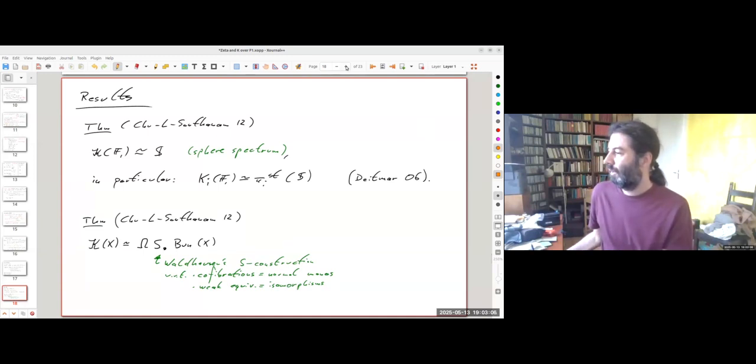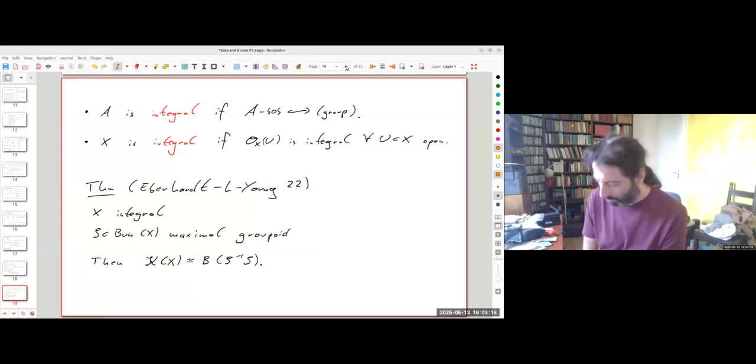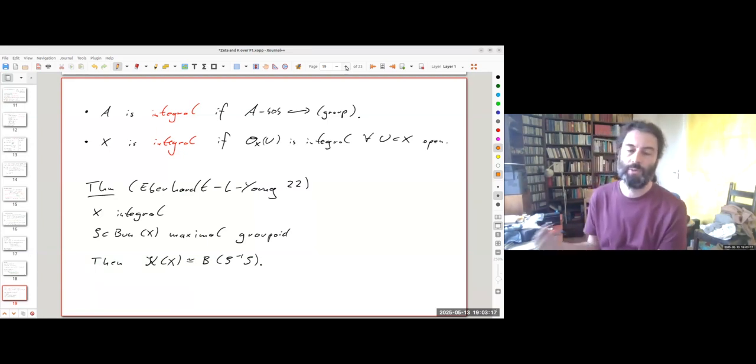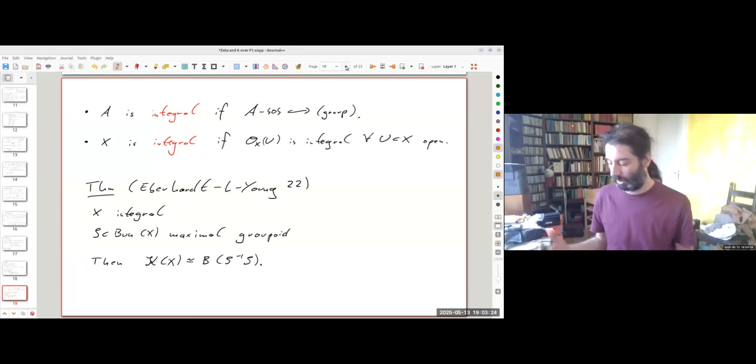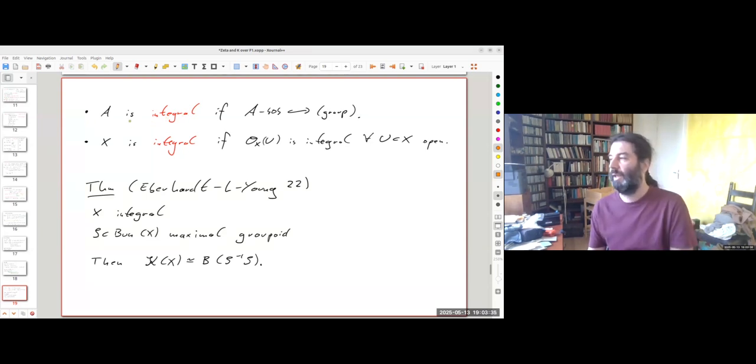Okay, and then a little later, this was a few years ago, I worked with Jens Eberhard and Matt Young on K-theory of monoid schemes, and we got kind of significantly stronger results on that. So this is mainly in the integral case. Well, a little more general, but let's say integral.